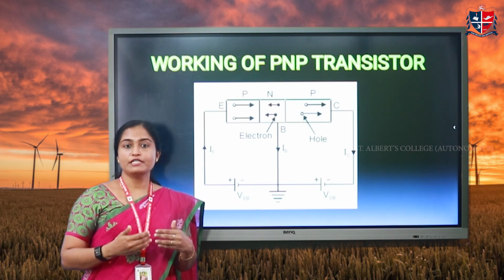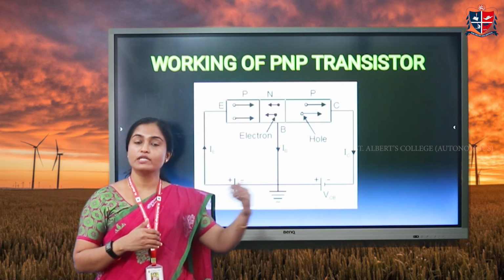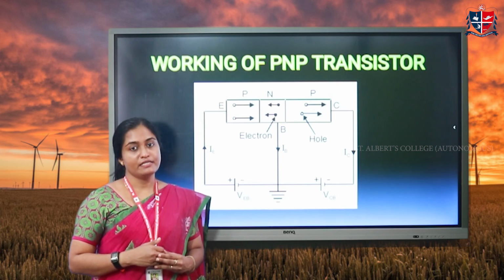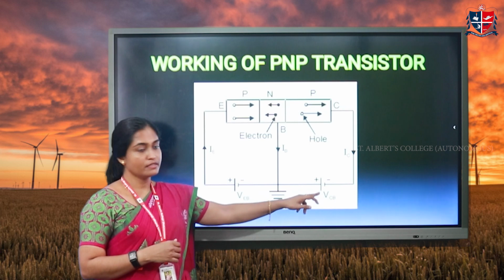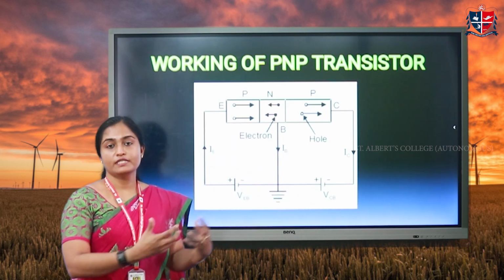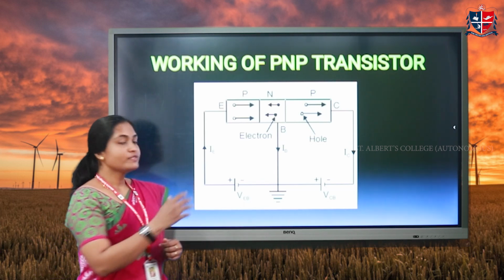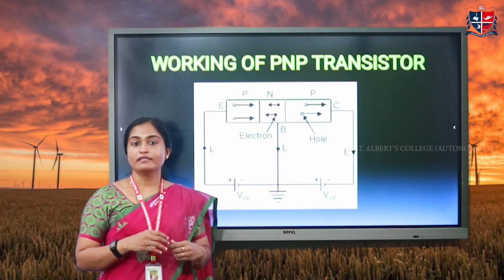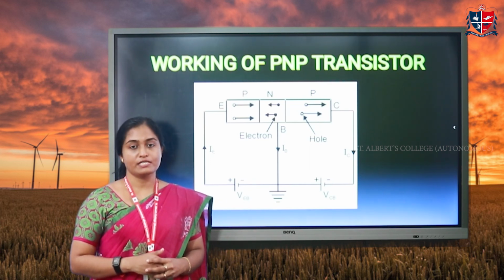So around 95% of the holes from the emitter side will reach the collector side, because you have a reverse potential here, because of this negative polarity, which attracts a majority of the holes from the emitter side. This flow of the charge carriers constitutes current in the emitter side, base side, and the collector side.